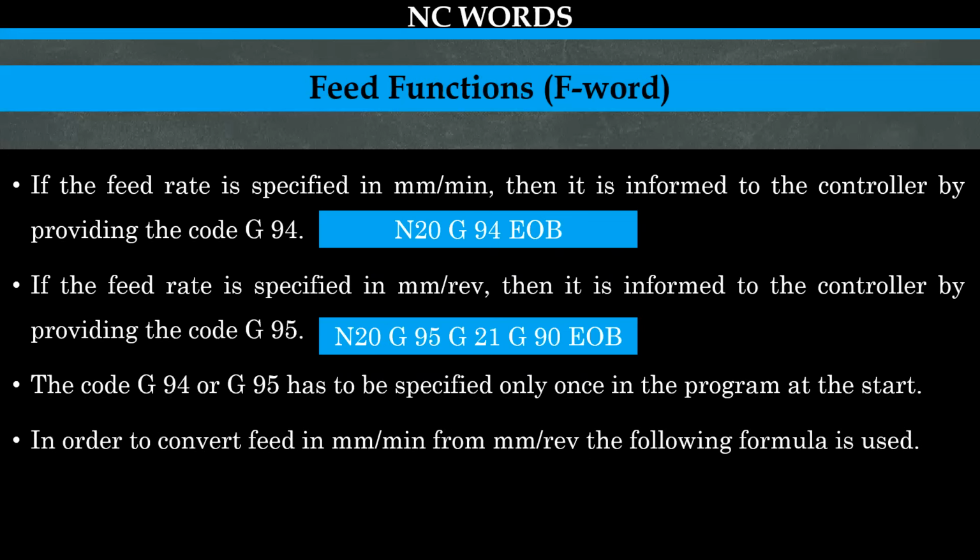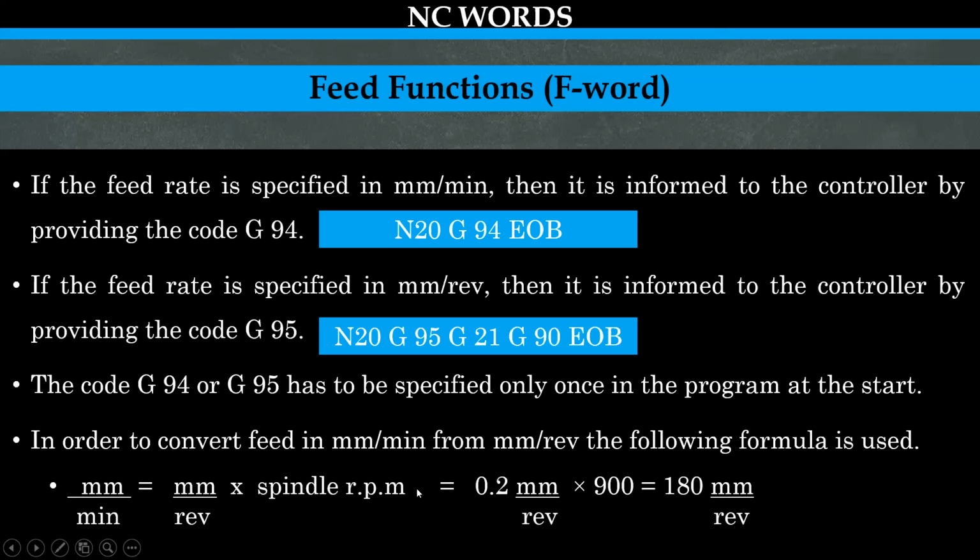In order to convert the feed from mm per revolution to mm per minute, the following formula is used. If mm per minute is required and mm per revolution is provided, multiply mm per revolution by the spindle RPM. That is, if 0.2 mm per revolution is the feed and 900 is the spindle RPM, then the feed in mm per minute is 180 mm per minute.